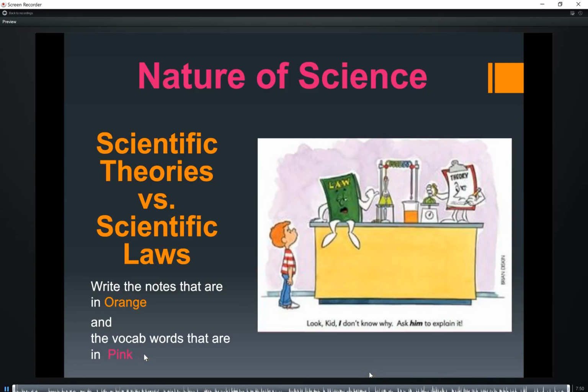In this video, I'm going to talk about scientific theories versus scientific laws. As a reminder, write the notes that are in orange, and your vocab words will appear in pink. Let's take a moment to look at this cartoon. You'll understand the meaning behind it by the end of this video.